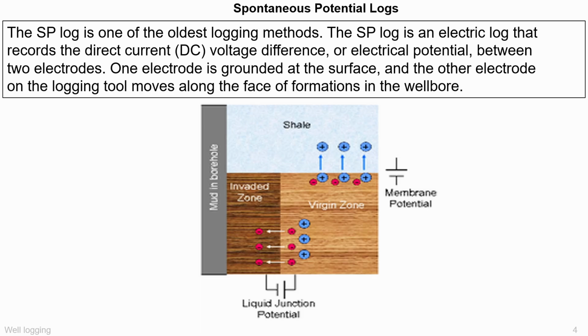Shales tend to define a baseline, while clean permeable sands often show a deflection away from that baseline. So SP is not just a lithology log, it is also a permeability indicator. It can help identify reservoir intervals and, in some cases, support qualitative estimates of shale content.